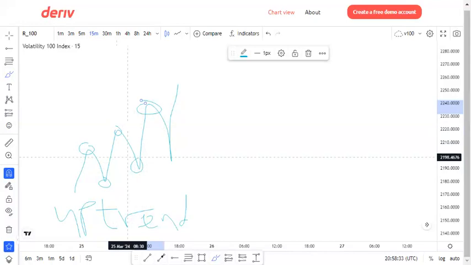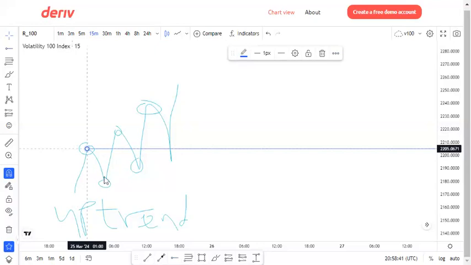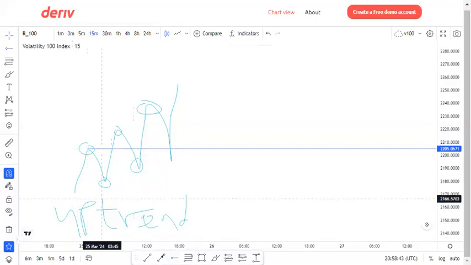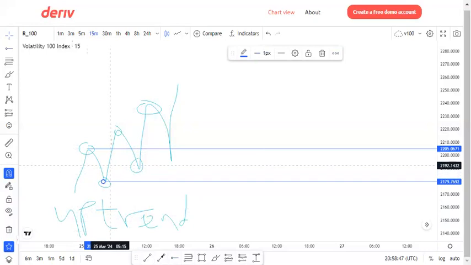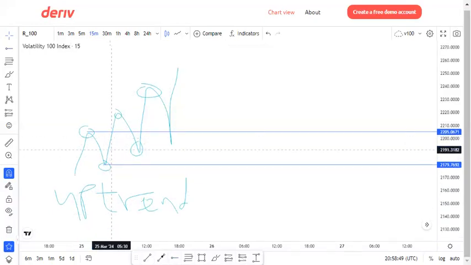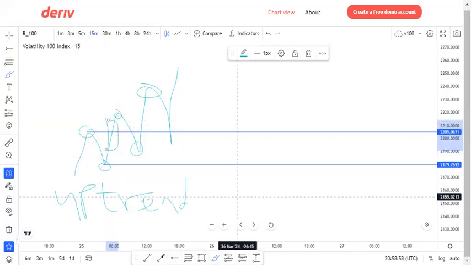So what we need to consider is to see that the market is forming these levels here, the level of high, the level of low. Also, we need to see the price breaking here with the candle to signify that this is an uptrend.